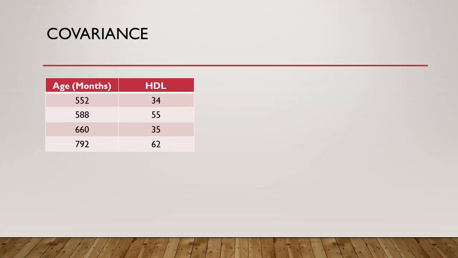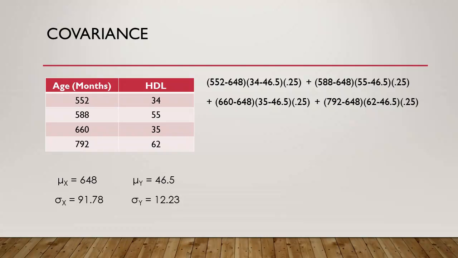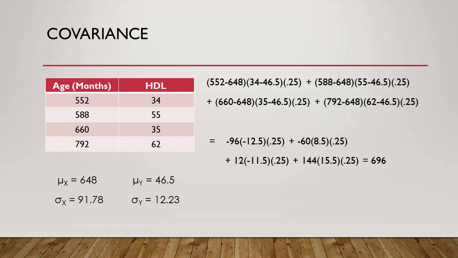However, if I were to change the units in which I measure one of those two things, so age is now measured in months. I know that's unusual, but this is an example. Measuring it in months, and I'm still measuring good cholesterol, HDL, in the same units. Then I get a mean and I get a standard deviation. I go ahead and do the same math, find the difference between each and its mean multiplied by the 25%, and you'll notice I have 696. Well, if I change units, I get a different number for covariance. So that doesn't seem like a stable number.